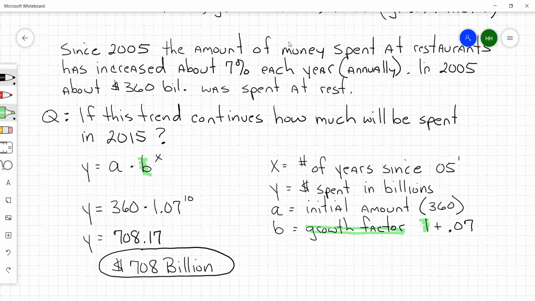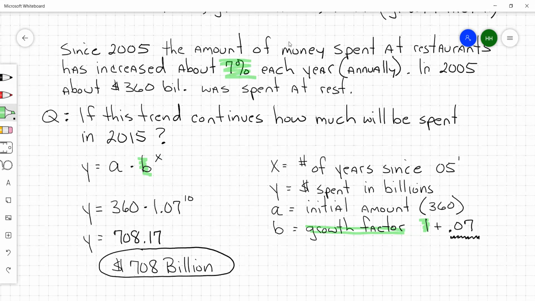Initial amount times your growth factor. The whole key to the growth factor, and this is where mistakes get made, is that you write 1 plus your growth factor as a decimal. I see it happen every year: the growth factor in this case, with a 7% increase.